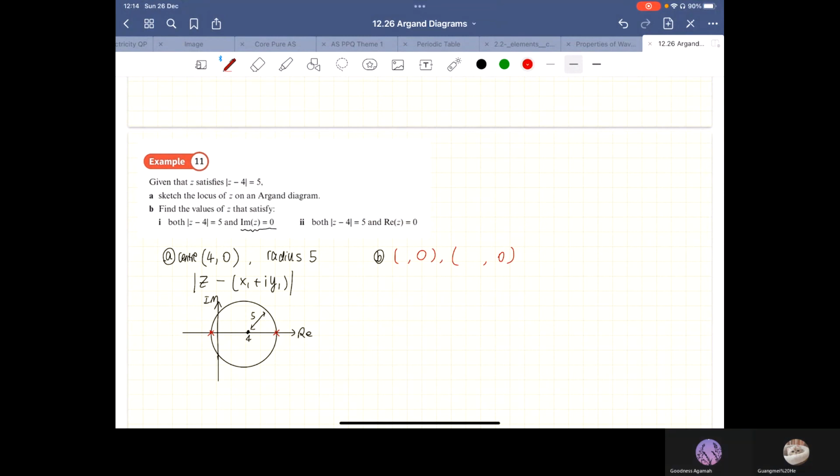No? Oh no. So for part B, we want to find where the circle intersects the x-axis. We can derive that from the center of the circle and the radius of the circle. We know that the y-coordinate is 0, but what are the x-coordinates? So what is this point?